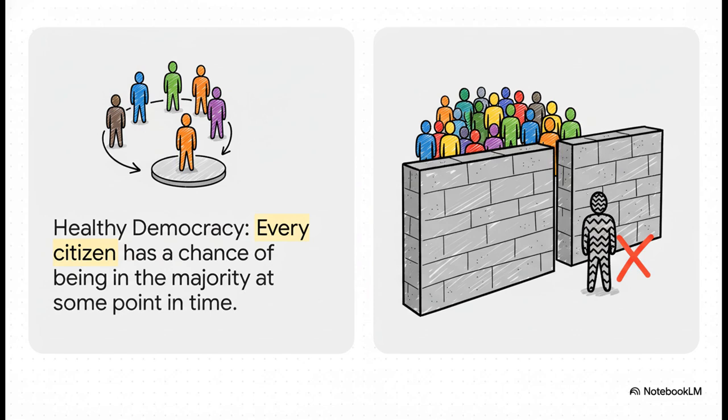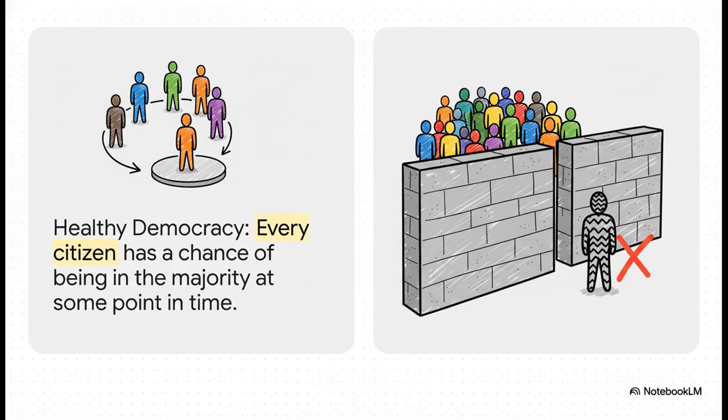In a healthy democracy, the majority is flexible. It keeps changing. Different people and groups can come together to form a majority in different elections or on different issues. This is crucial. Democracy works only when every citizen has a chance of being in the majority at some point in time.